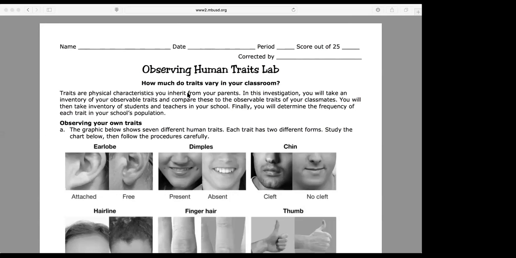Curly hair, Michelle. Okay, me too. I got curly hair from my dad. My dad has curly hair, and I have it as well. It's dominant. Do both of your parents have curly hair, or just one of your parents?